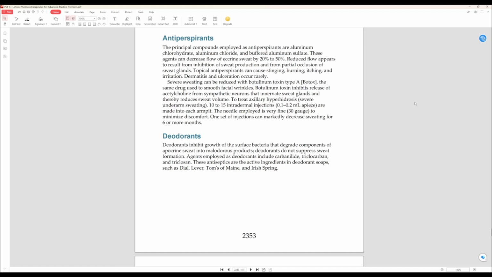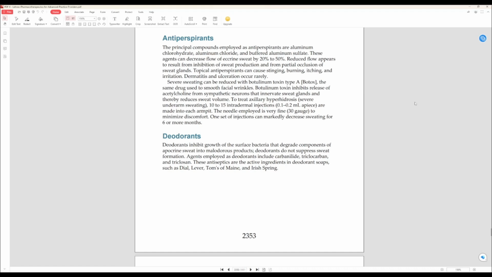Topical antiperspirants can cause stinging, burning, itching, and irritation. Dermatitis and ulceration occur rarely. Severe sweating can be reduced with botulinum toxin type A, the same drug used for smoothing wrinkles. Botulinum toxin inhibits the release of acetylcholine from the sympathetic neurons that innervate sweat glands and thereby reduces sweat volume.